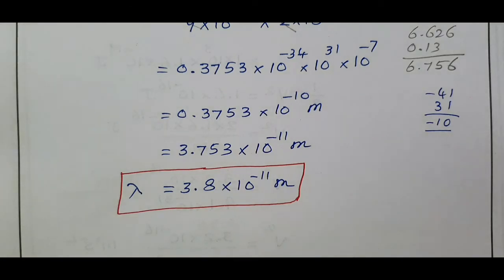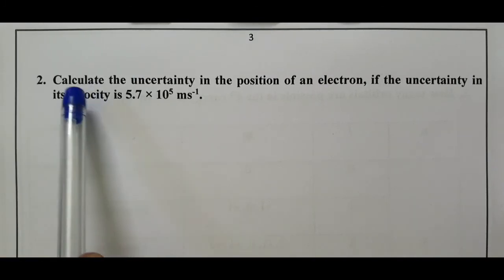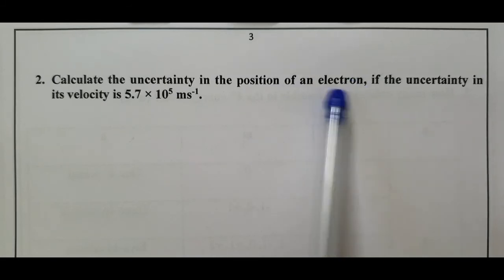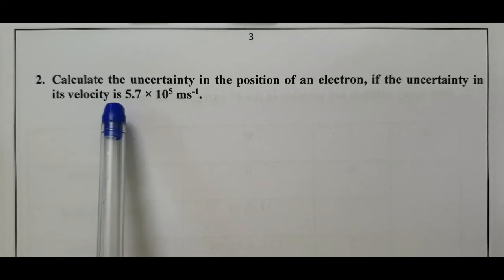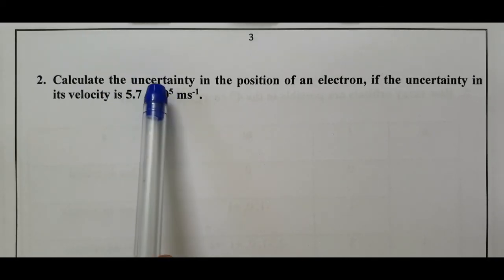Now, second, evaluate yourself. Evaluate yourself 2: calculate the uncertainty in the position of an electron if the uncertainty in its velocity, delta v, is 5.7 into 10 power 5 meter second power minus 1. This is from the Heisenberg uncertainty principle.